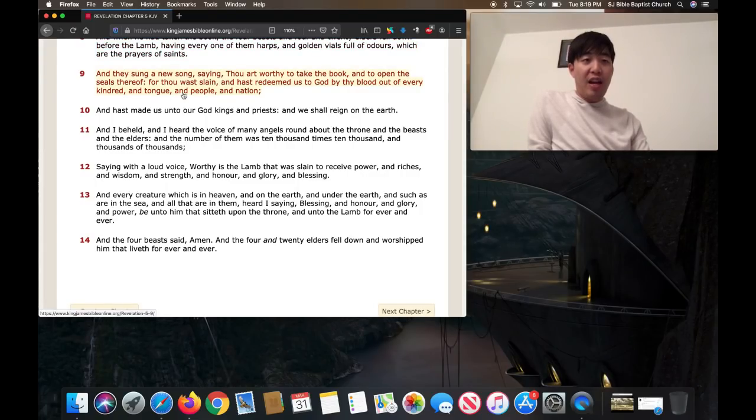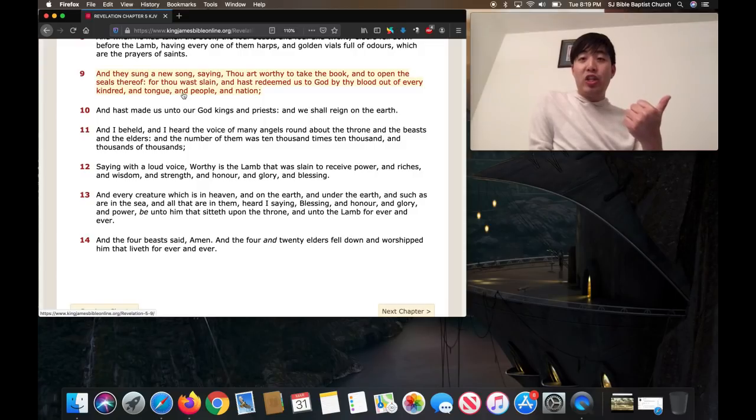Now look at this, verse 9, and they sang a new song, saying, Thou art worthy to take the book and to open the seals thereof. For thou hast slain and hast redeemed us to God by thy blood out of every kindred and tongue and people and nation. The 24 elders sing a new song that basically glorifies God for releasing the tribulation while they have escaped the tribulation, a pre-tribulation rapture up in heaven, and also that they are redeemed, saved by the blood of the Lord Jesus Christ.